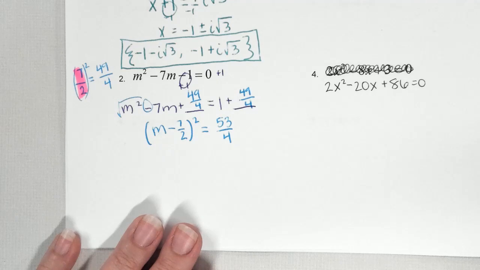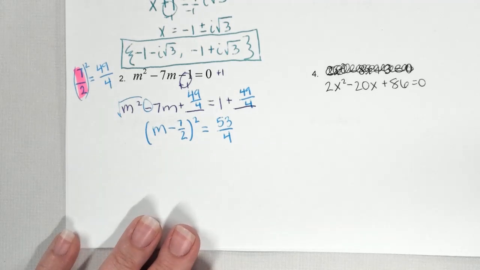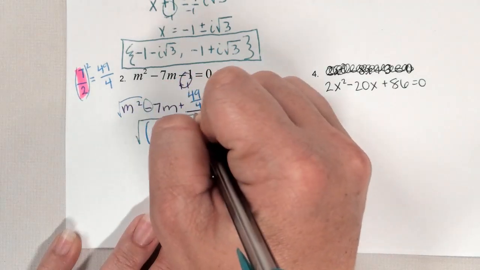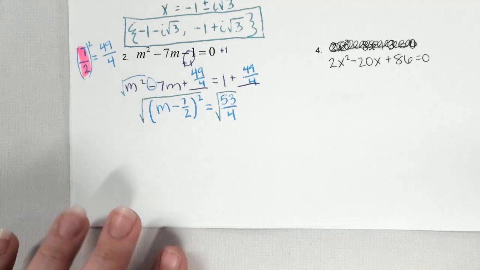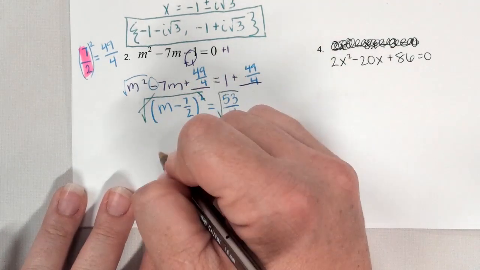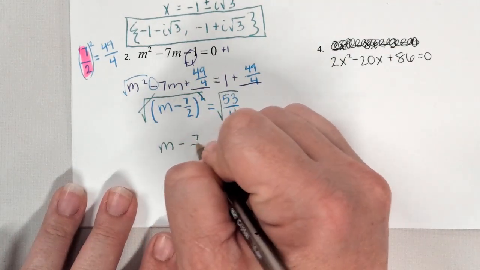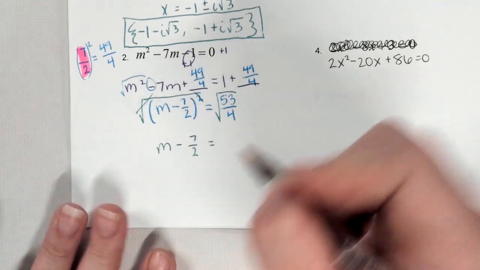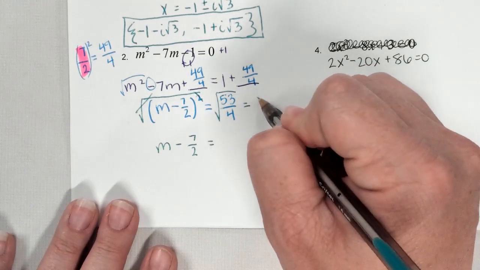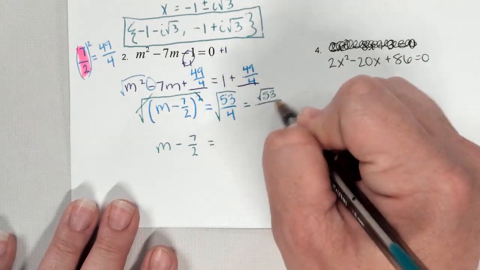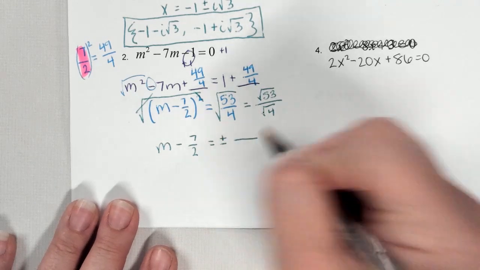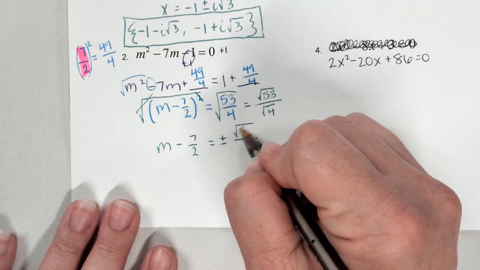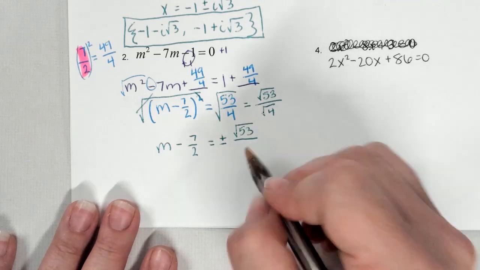So what do we do now? Square root both sides. So I'm going to take the square root of this side, and I'm going to take the square root of this side. So square root cancels the squared, and we're left with m minus 7 over 2 equals, well, when you have a square root and it's a fraction, you can separate. So top, bottom. And I know 53 is prime, y'all, but what's the square root of 4?